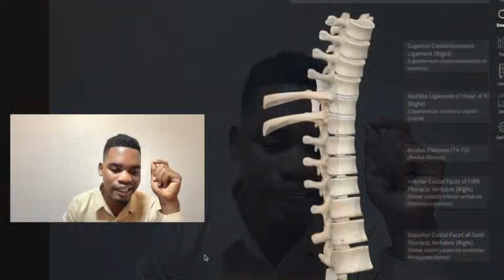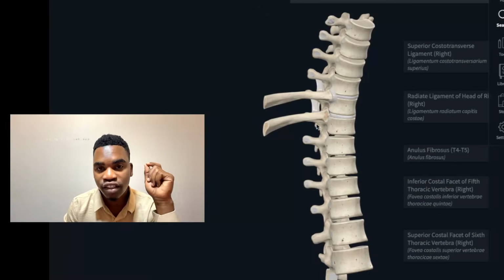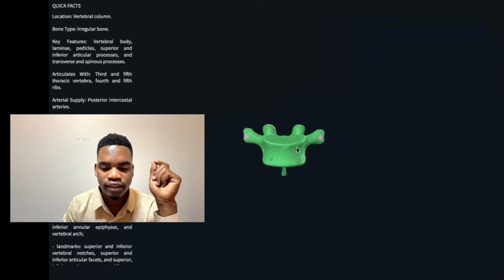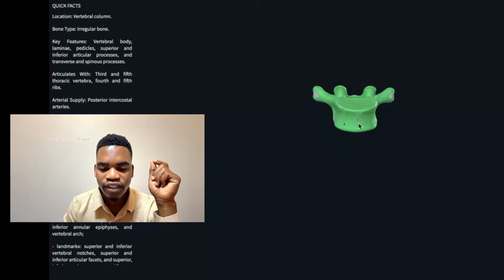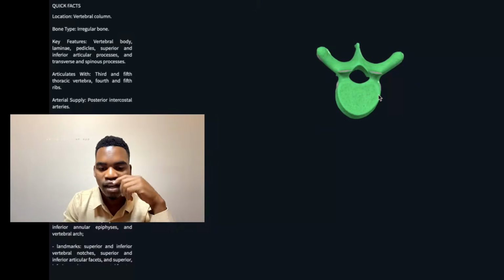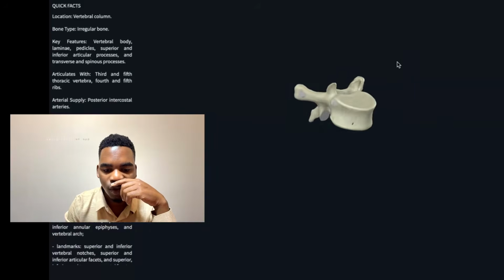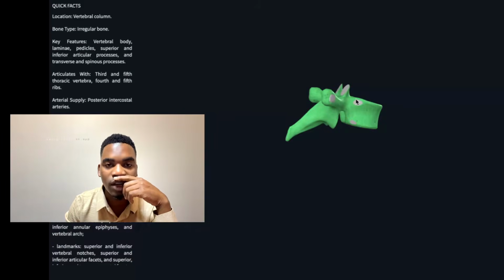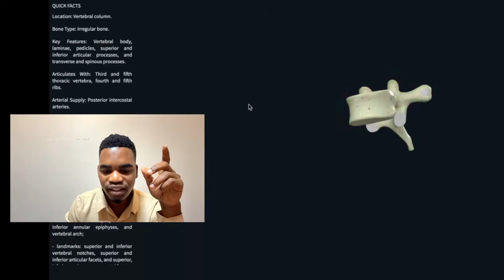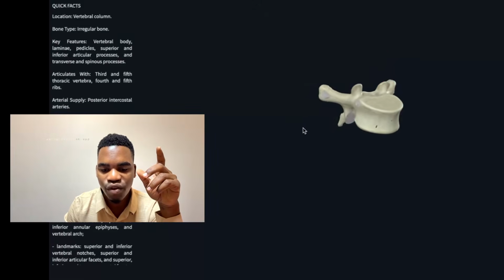Today we're going to have a quick recap on the features of a typical thoracic vertebra. I'm going to take this one as an example, and we said the body of the thoracic vertebra is expected, number one, to be heart-shaped, as we can all see. But the body is also expected to have four costal demifacets, half facets. Two on this side and two on the other side. That's the body of the thoracic vertebra.